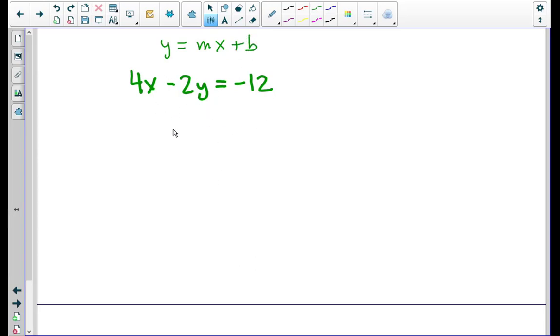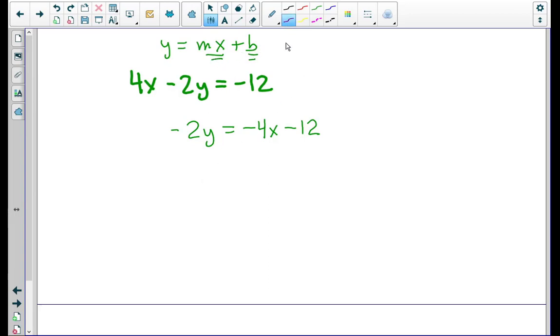I'm going to subtract 4x from both sides. Notice I'm going to put it in the front though. So instead of negative 12 minus 4x, I'm going to put the 4x in the front. That's because I see this form, the b, which is the number by itself, is over here, and the x term is over here.